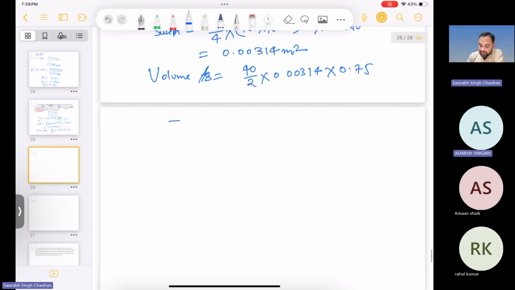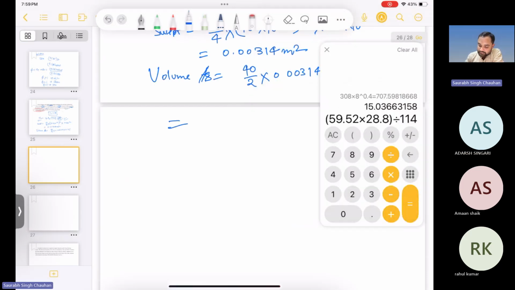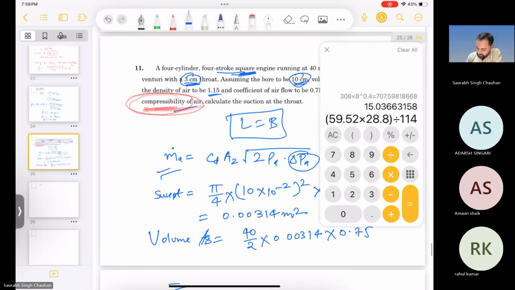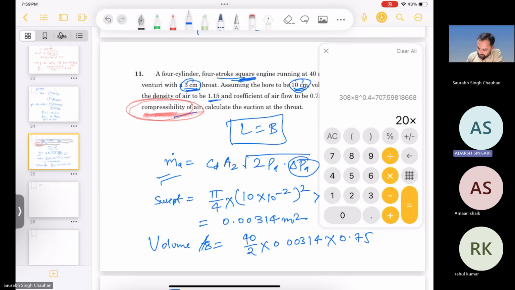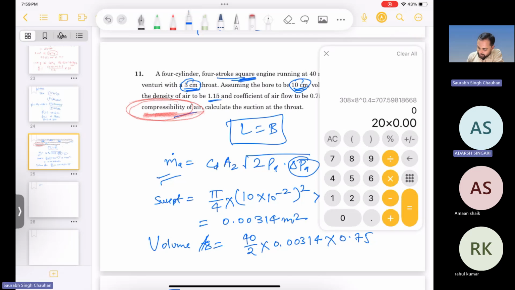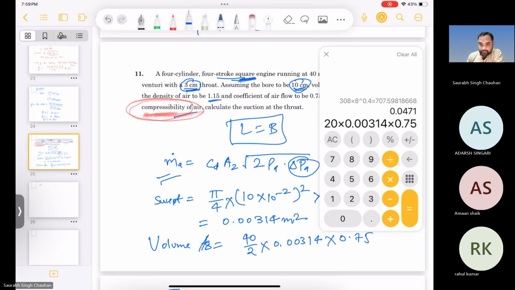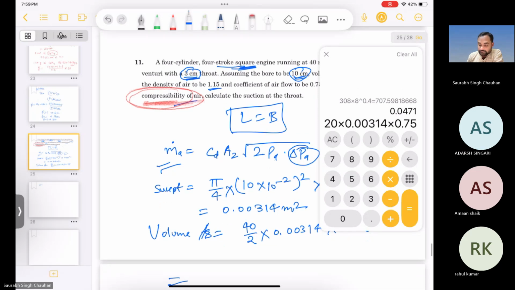So if you calculate this value, 20 into 0.00314 into 0.75, it is 0.047 meter cube per second. Okay.